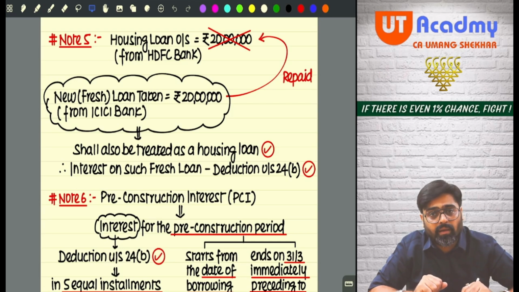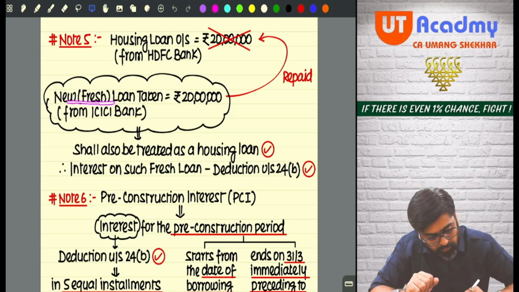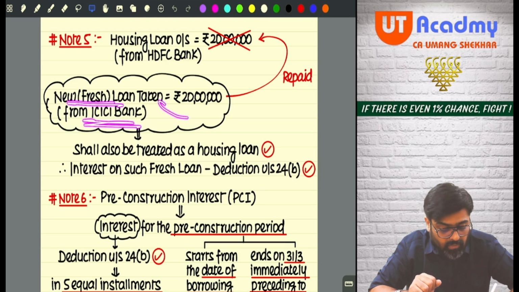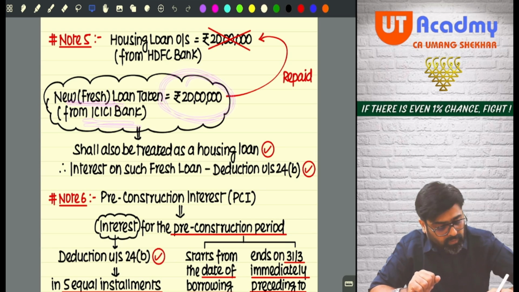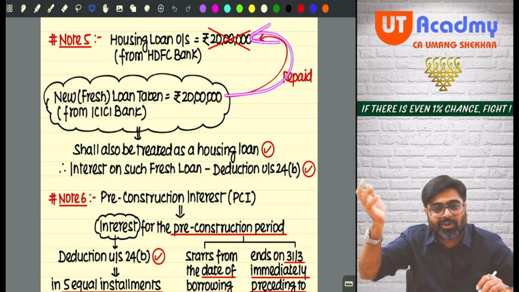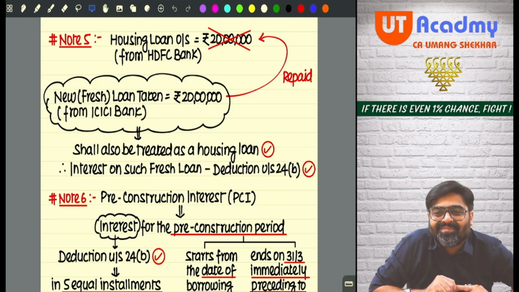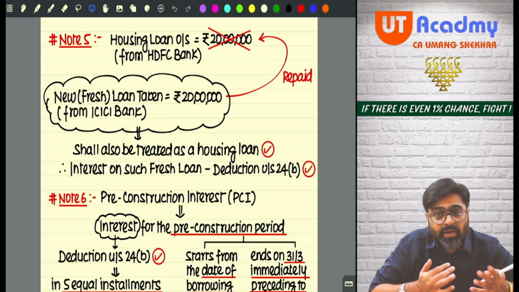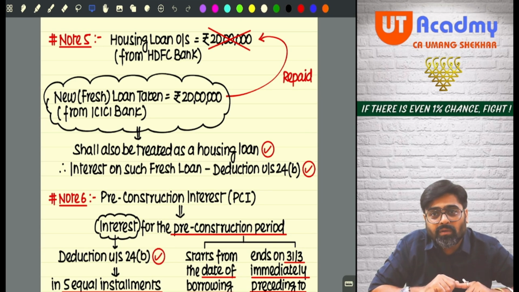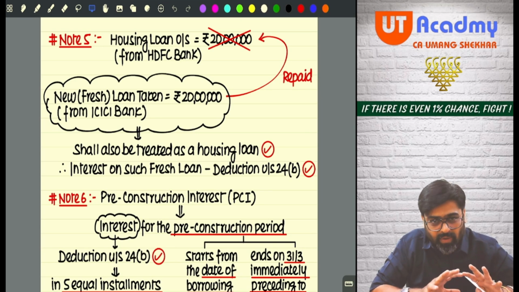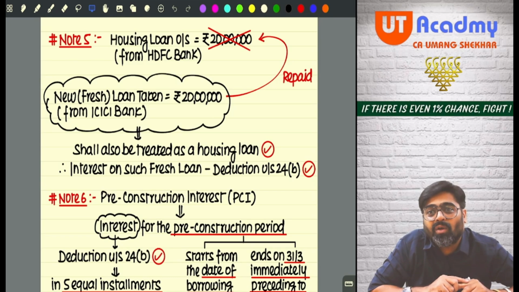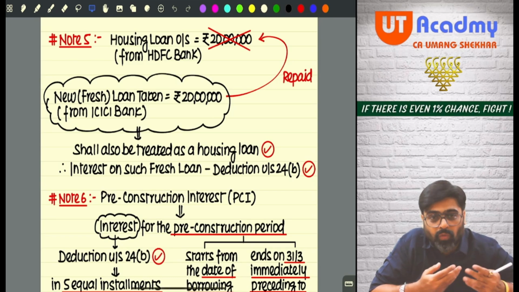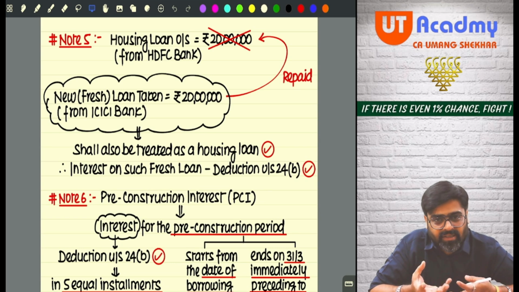Now, what you have done? You have taken a fresh loan from ICICI Bank amounting to the same 20 lakh, and with this 20 lakhs, you repaid your old housing loan. Why you have done this? Come on, tell me. Why would you have done this? Because definitely the rate of interest on the new loan would have been cheaper as compared to the old. So that you at least save some interest. So you were getting a fresh loan at a very concessional rate of interest.